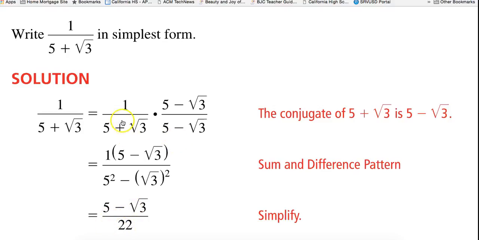Again, the key here is remembering, don't just do something like multiply it by root 3. That would not get rid of the radical. Your goal is to get rid of the radical in the entire denominator. So multiplying it by the conjugate is going to do that. When you multiply by the conjugate, remember the difference of squares pattern.